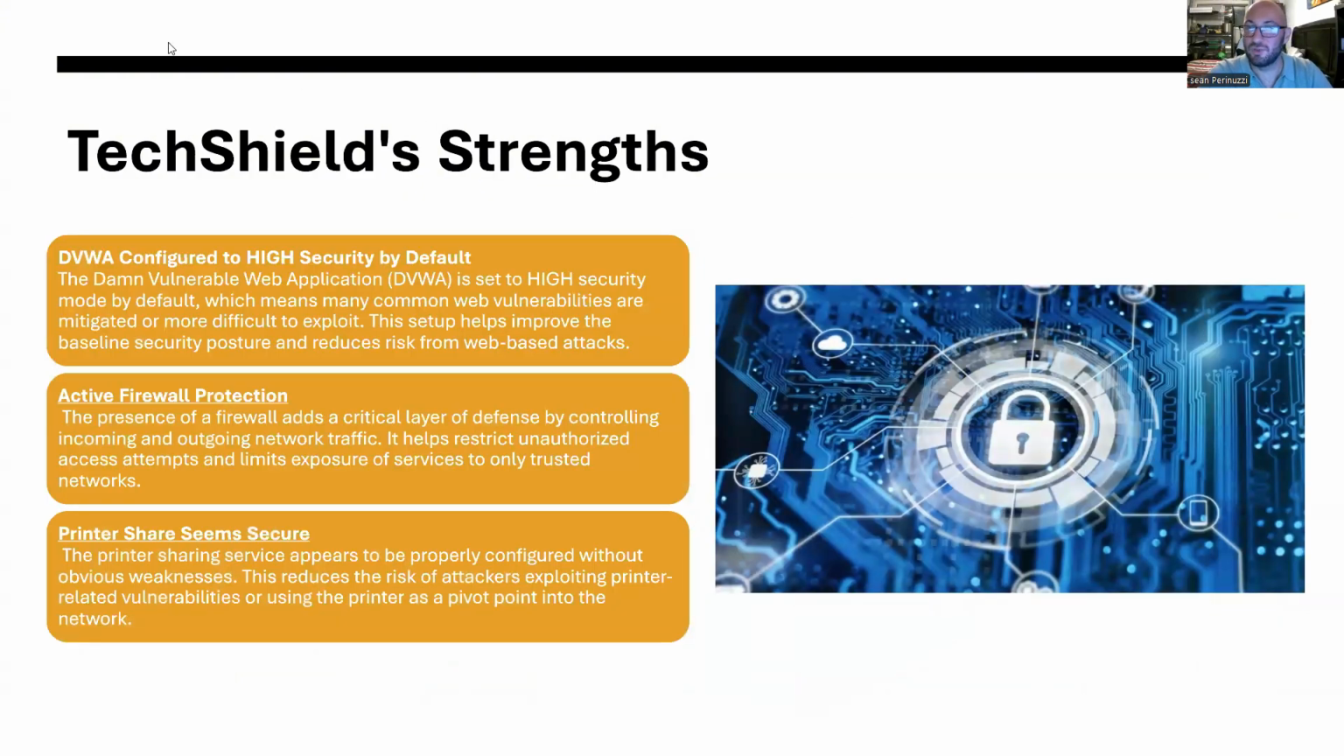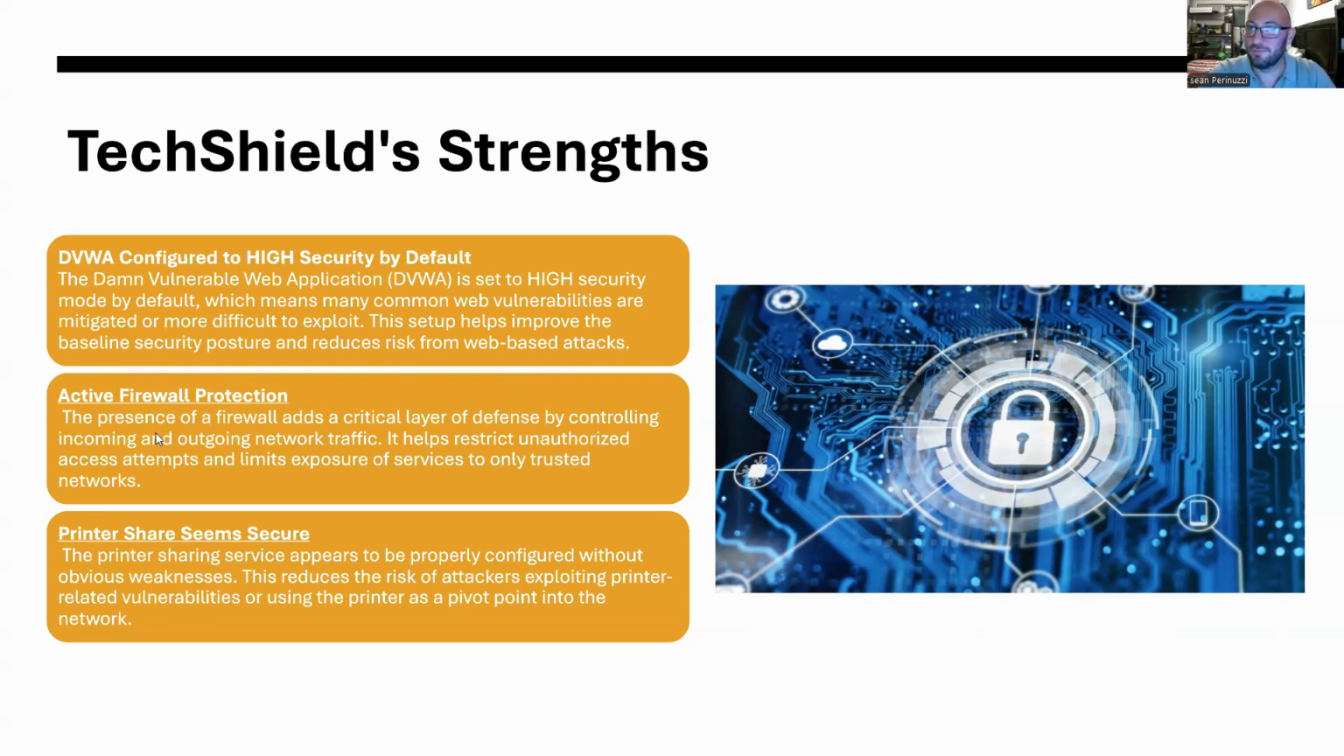And now to Techshield's strengths. What I believe to be strengths of Techshield was that DVWA by default was set too high. A lot of the exploits that I used to gather information from DVWA were only able to be done on the low security setting. So I believe that I would not have been able to recover as much information had this been set to high from the beginning.